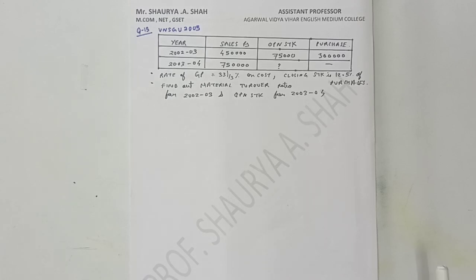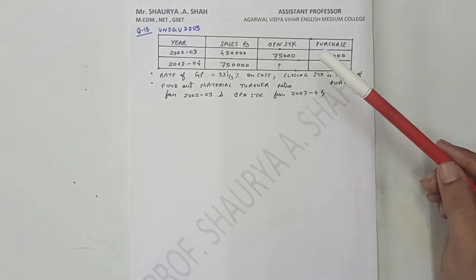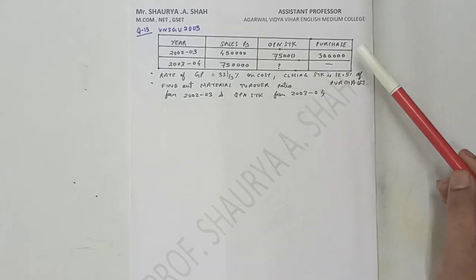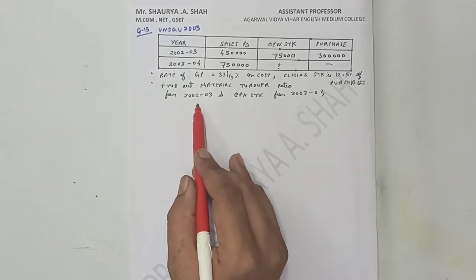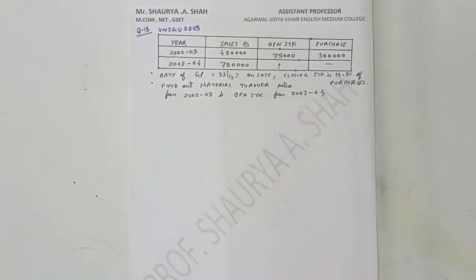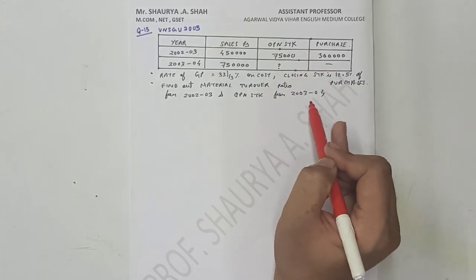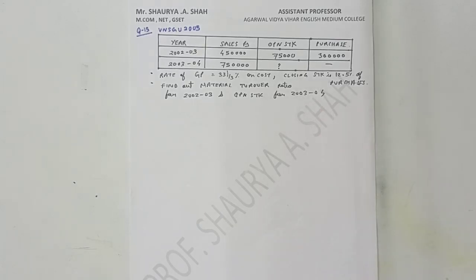What amount is given? Sales is given 4,50,000, opening stock is given 75,000 and purchases is given 3 lakh, right? So all three amounts you are having for the particular 2002 year. For 2003-2004, sales is given, opening stock is missing and purchase is not given, right, students? So what you need to find out here is the material turnover ratio for the year 2002-2003, and you need to find out the question mark, which is the opening stock for the year 2003-2004.